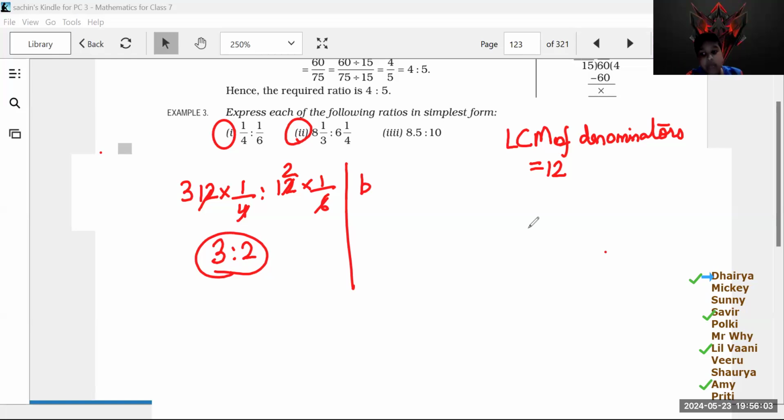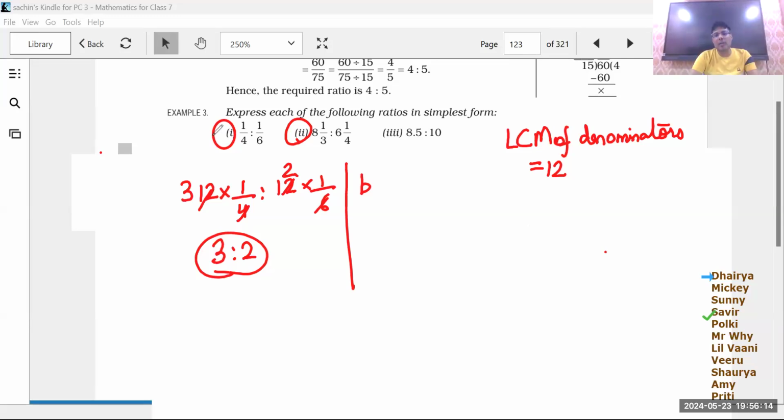सर आपने 12 से क्यों मल्टीप्लाई करा, फिर से बता सकते हो? 12 because 12 was the LCM of 4 and 6. That is why. Okay, sir.